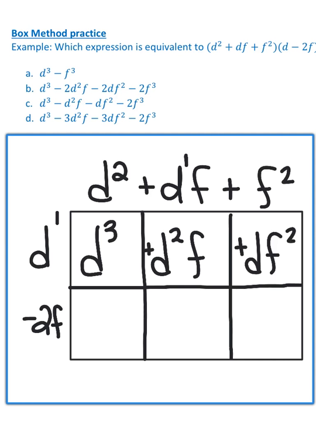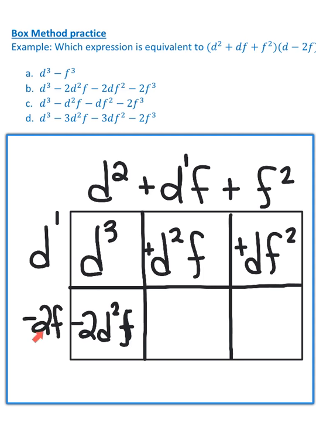And then down here for this row, I'm going to be multiplying each one of these terms times negative 2f. So negative 2f times d squared is going to give me negative 2, because negative 2 times 1 is negative 2. I keep my letters in alphabetical order. It makes it a little bit easier when we go to combine terms at the very end.